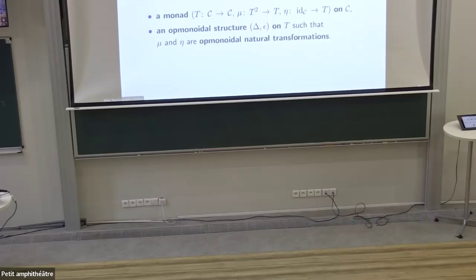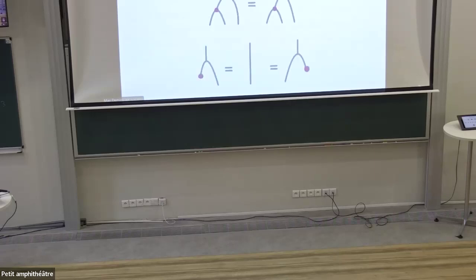And the multiplication of the monad and the unit of the monad, they are opmonoidal natural transformations. Okay. So let me unpack this a bit. So monads pictorially, I think this is pretty straightforward. I don't need to explain it. These are diagrams in the two category of categories, functors and natural transformations. We have a multiplication, a unit, associativity, unitality.